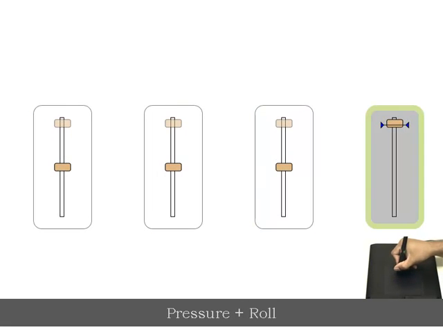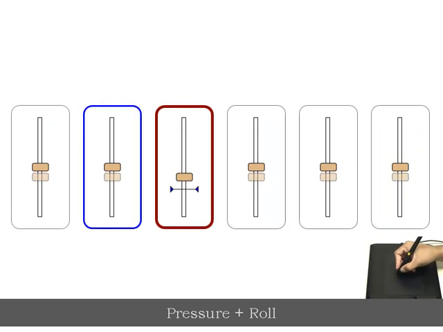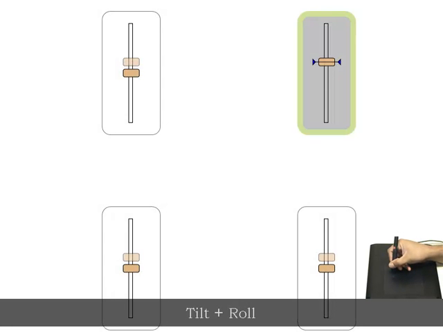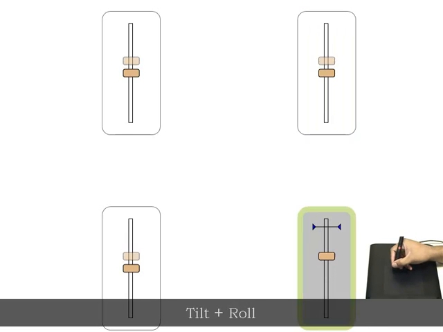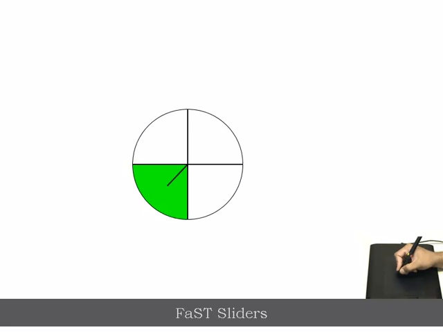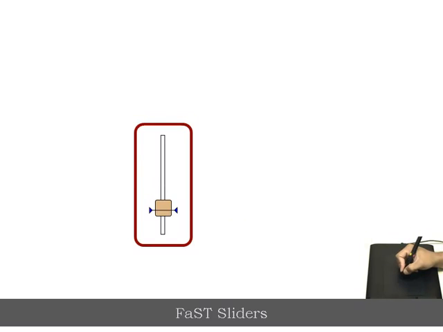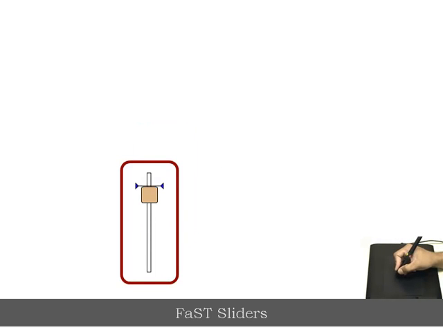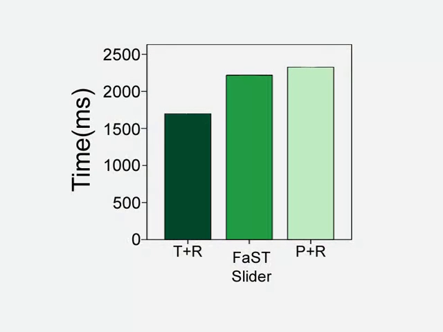We conducted another study to measure the user performance of pressure and roll, and tilt and roll, with a baseline fast slider technique. Our results show that both A-Coord techniques have a performance comparable to fast sliders.